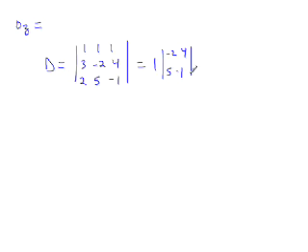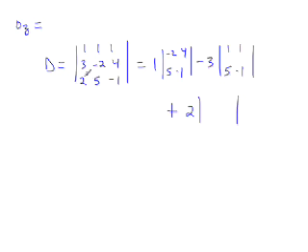Now we jump to the next value in column 1, subtracting that one, negative 3 times its corresponding 2 by 2: 1, 1, 5, negative 1. Finally, plus 2 times its corresponding minor. So we wipe out the column and the row that this 2 is in, leaving us with this 2 by 2 determinant: 1, 1, negative 2, 4.